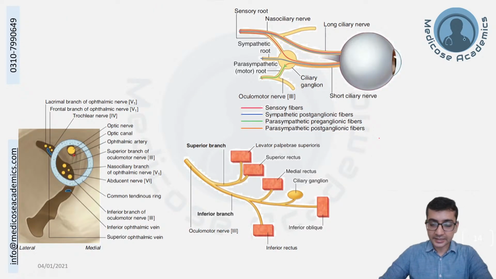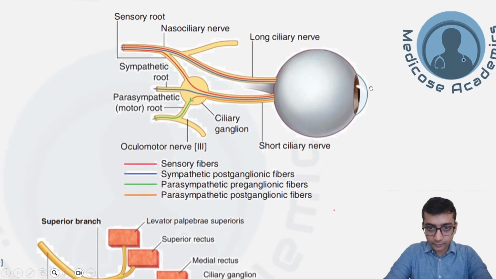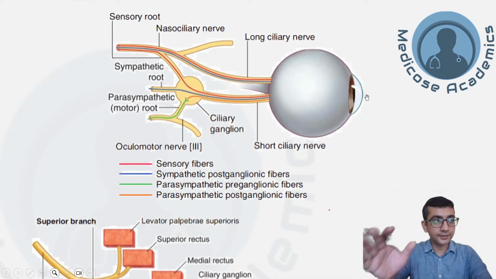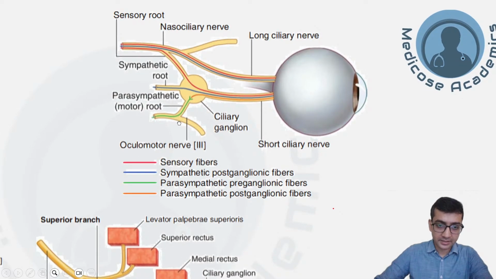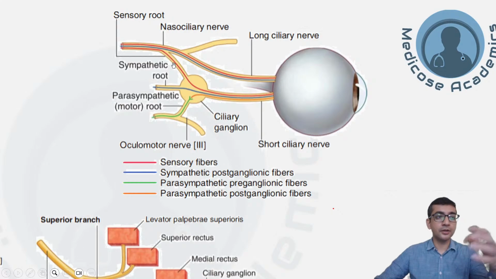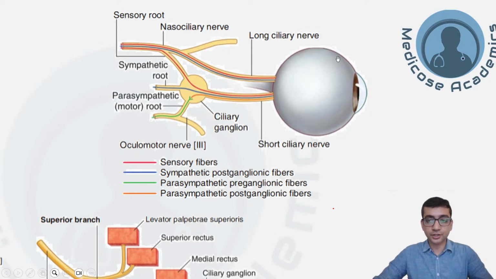And the last structure that I would like to discuss is the ciliary ganglion. Ciliary ganglion, like all of the other ganglia, has three roots: sympathetic, parasympathetic, and the sensory ones. The sympathetic are coming directly from the internal carotid plexus and they will move without relaying, shown by the blue line, and go and supply the dilator muscles of the pupils.